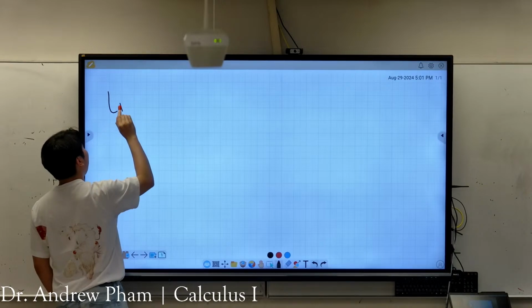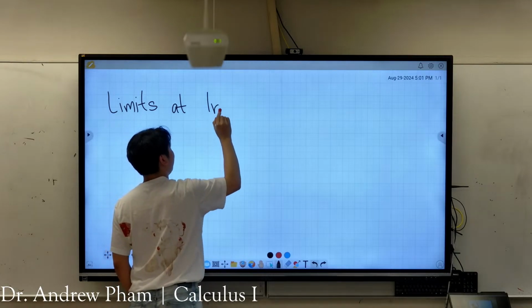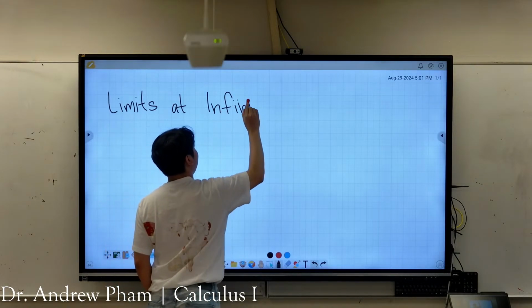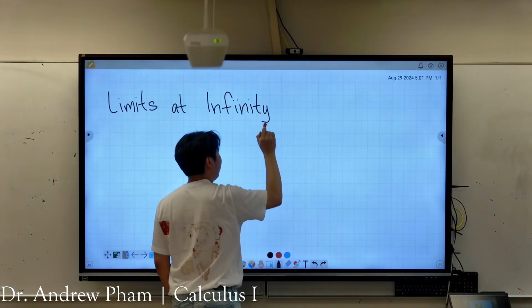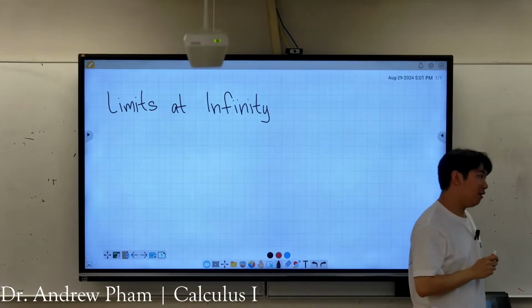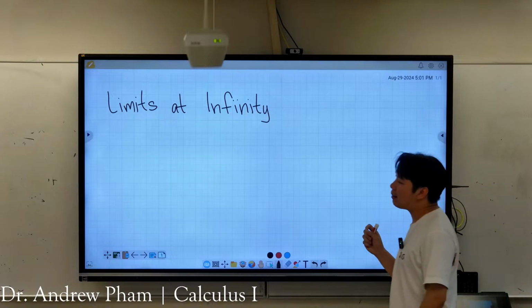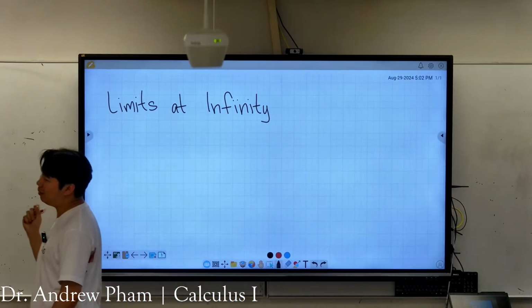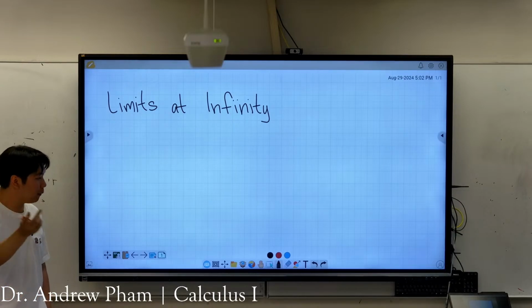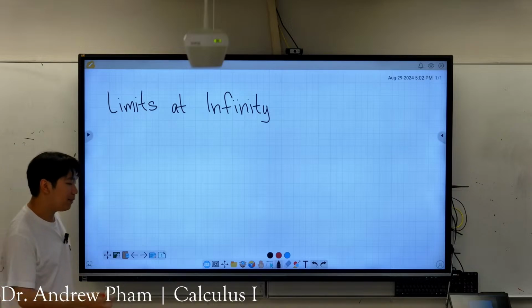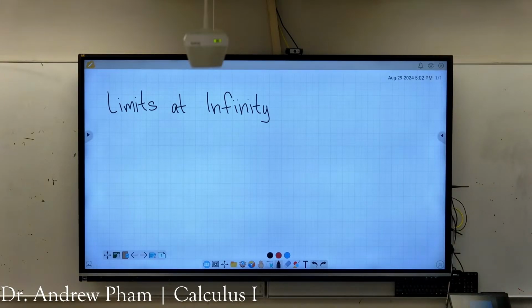So today, let's go ahead and talk about limits at infinity. So far, we've talked about what happens whenever we take the limit as x approaches a finite number. For example, we did the limit as x approaches 4, as x approaches 49, as x approaches -8, something like that. Now we're going to talk about what happens whenever x approaches infinity.